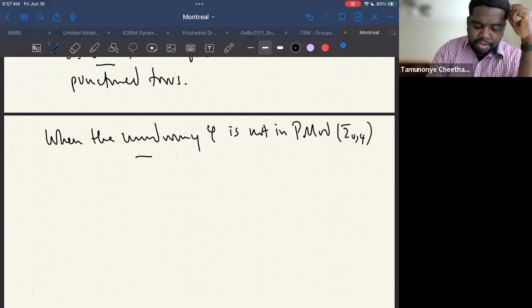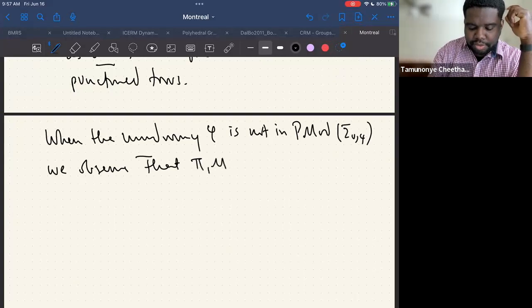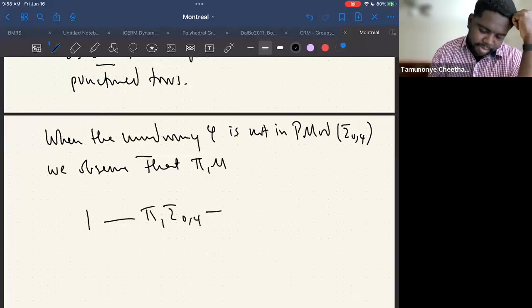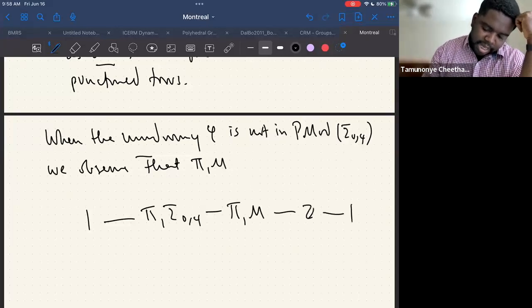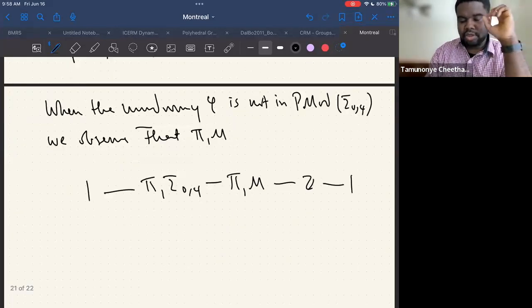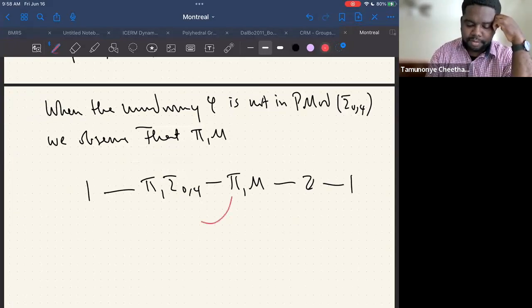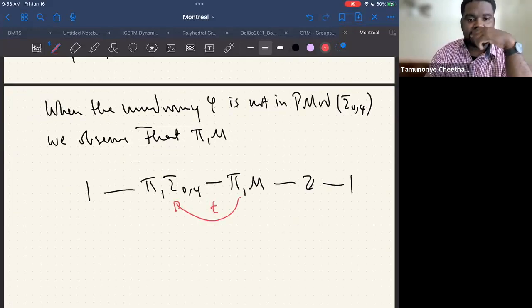Well, we observe that pi1 M sits in the following extension: 1 to pi1 sigma 0,4 to pi1 M to Z to 1. And this monodromy acts, the induced map on the fundamental group up to inner automorphisms, by the action over here of a stable conjugation action by a stable letter. All right.